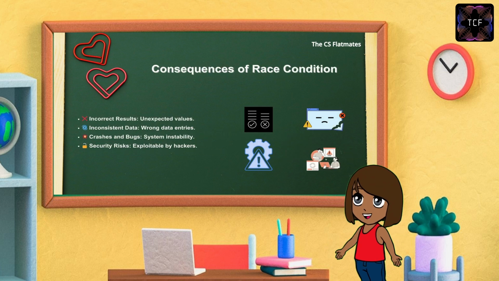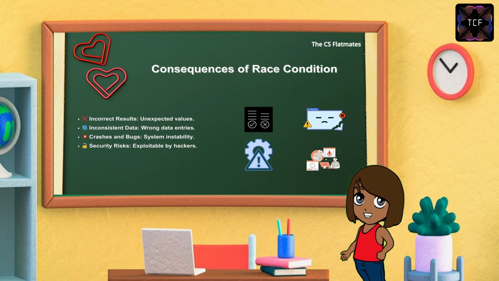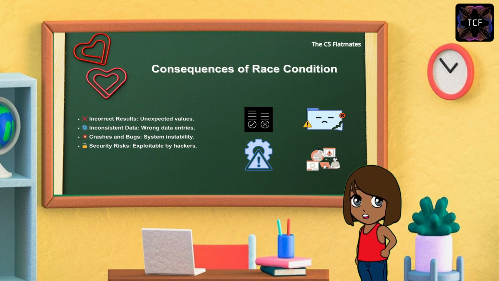What are the consequences? Incorrect results. The system shows wrong values. Inconsistency. Data may become inconsistent, like two people buying the last concert ticket. Crashes and bugs. Systems might crash, or bugs might surface later when conditions align perfectly for failure. Security vulnerabilities. Hackers exploit race conditions to gain unauthorized access.